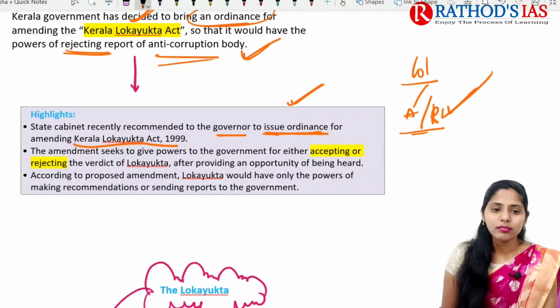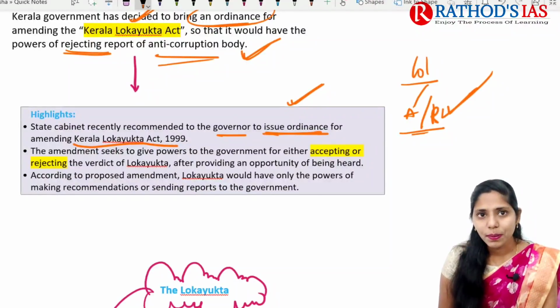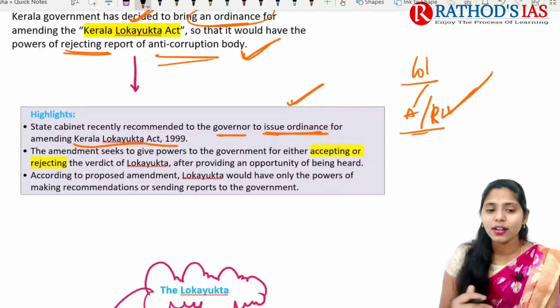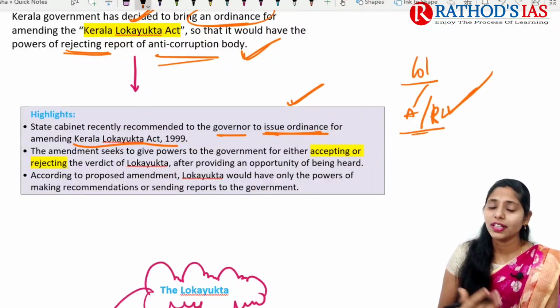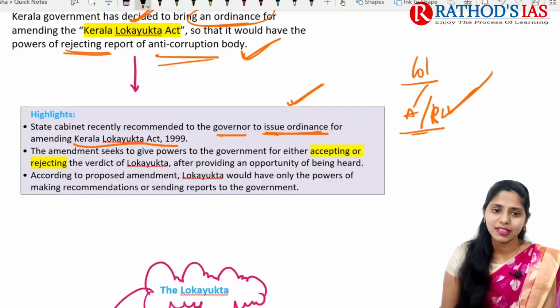According to this proposed amendment to the Lokayukta Act, the Lokayukta would have only the power of making recommendations. So it is mainly made a recommendatory body, because whatever report it gives can be accepted or rejected by the government.